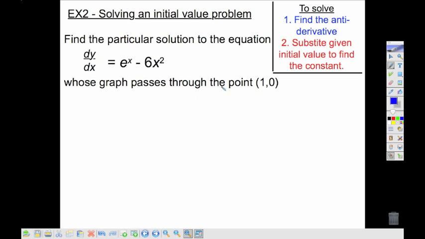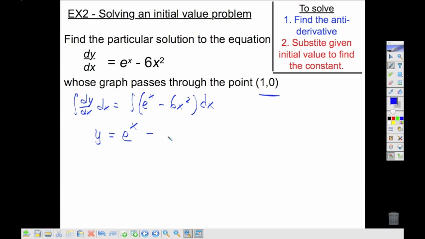In this next example, we're given an exact value. We don't want the general solution with plus c. We want to know what c is. So we're going to start in the same way by taking an antiderivative of each side. The antiderivative of dy dx is y. e to the x is its own antiderivative, 2x cubed, and then we have plus our constant.